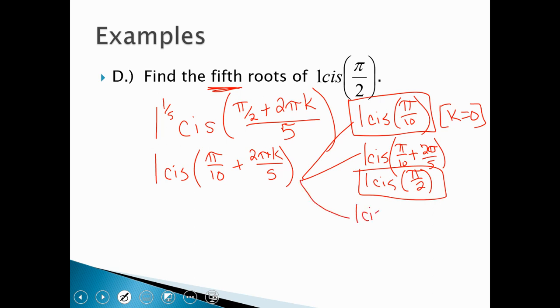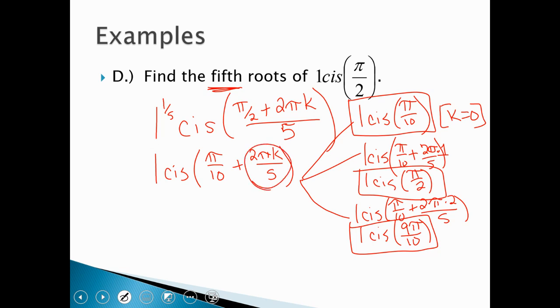1 cis pi over 10 plus 2 times pi times 2 this time over 5. So this one was times 1 up here. And so now we have 1 cis pi over 10 plus 4 pi over 5. 4 pi over 5 is 8 pi over 10. So this would be 1 cis 9 pi over 10. There is a pattern to these. So once you start seeing the pattern, you can just go like this. This first one is pi over 10, then 5 pi over 10, and then 9 pi over 10. So you're going up by 4 pi over 10 each time, which makes sense. You're going up by 2/5, which is 4/10.